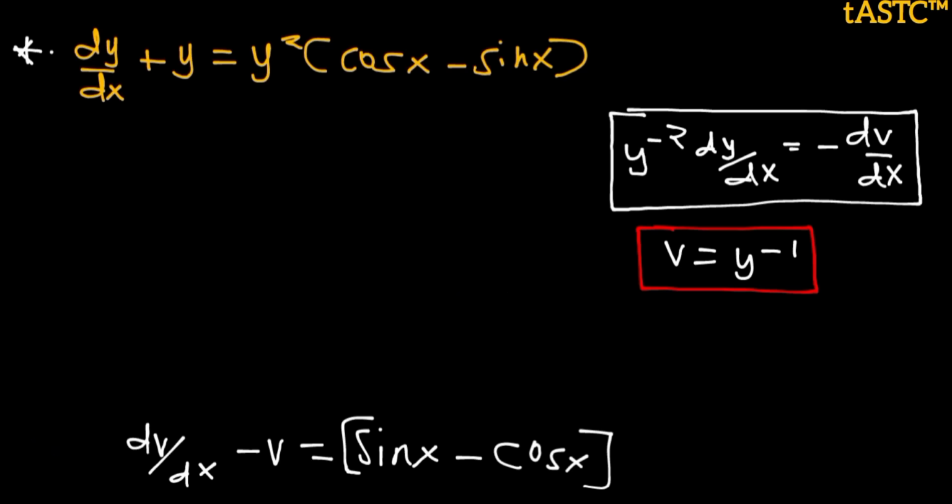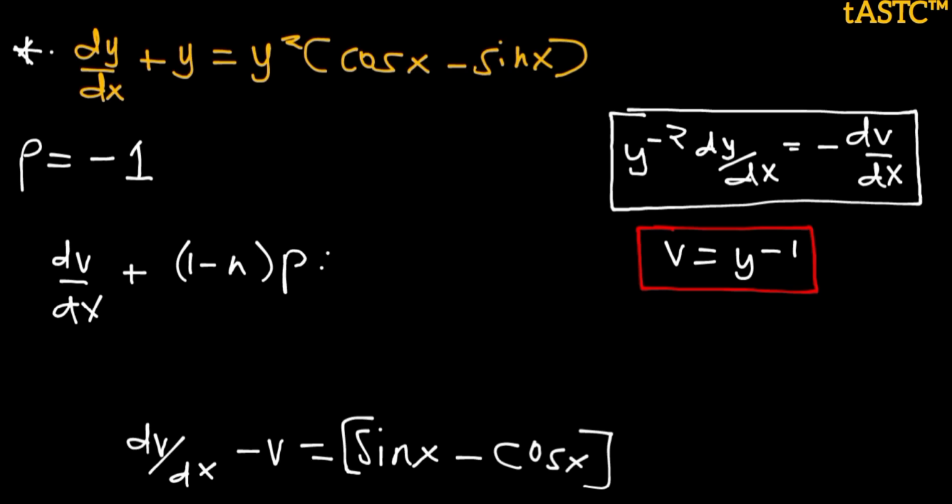So the next thing we need to do is find out the integrating factor. Before then, we should find out what p is. So p in this case is negative 1, because that is what is multiplied to v. Remember, we must have something like this: dv/dx plus (1 minus n) multiplied by p multiplied by v, and that is equal to q multiplied by (1 minus n), right? Now in this case we have a v and we have a minus 1. So this is obviously going to be the whole of this stuff, right?